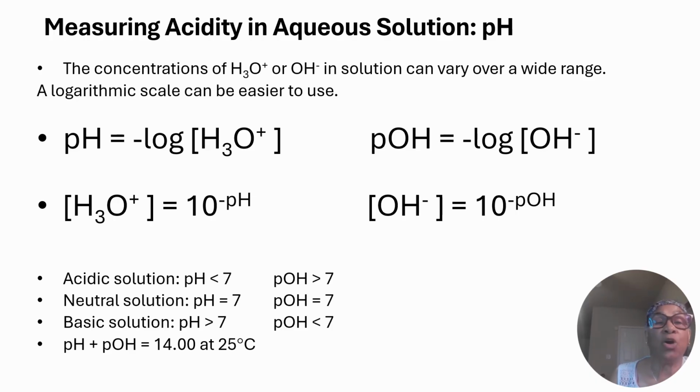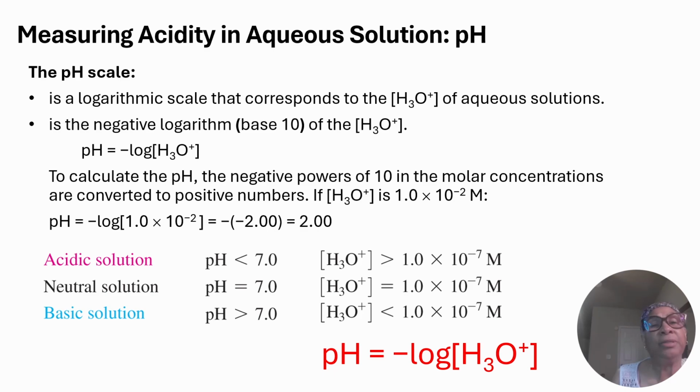pH is minus the log of the concentration of hydronium, and the concentration of hydronium is 10 to the negative pH. The pH of pure water is minus the log of its concentration, which is 10 to the negative 7, which is 7. That is a neutral pH. A pH lower than 7 is acidic, a pH greater than 7 is basic, and a pH equal to 7 is neutral.